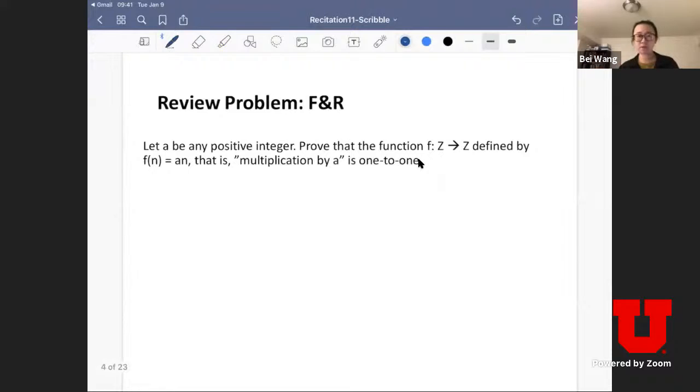Okay, so the first practice problem is to prove a function is one-to-one. This is a time where you should pause the video and try to solve this on your own. When you resume, we'll go over the solution together.